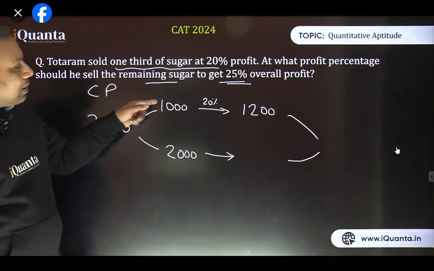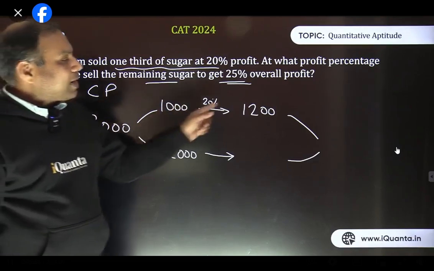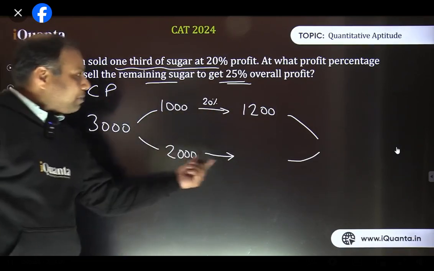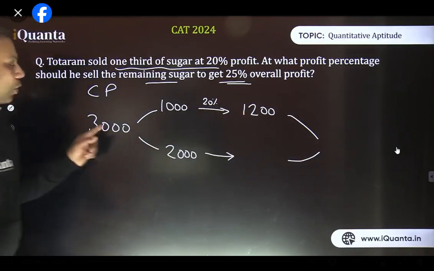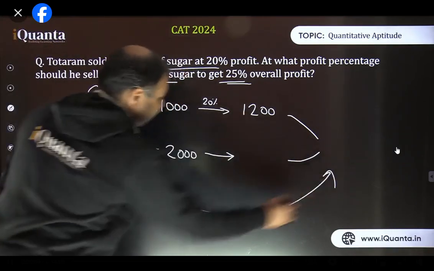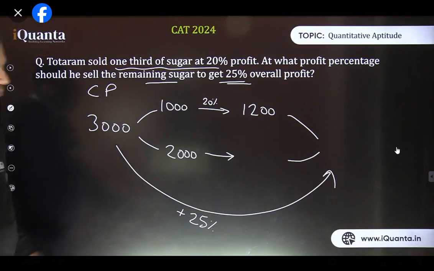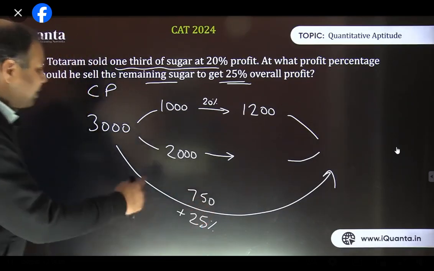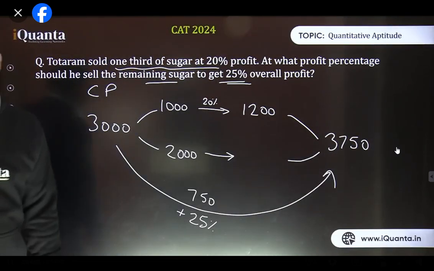So 3,000, 1/3 is worth rupees 1,000 and remaining is worth 2,000. So this 1,000 worth sugar has been sold at 20% profit at 1,200. So at what percent profit this second remaining sugar must be sold so that overall profit is 25%. Now overall profit should be 25%. What is 25% of 3,000? It's 750, isn't it? That means overall selling price should be 3,750. Is it fine? Is it fine?